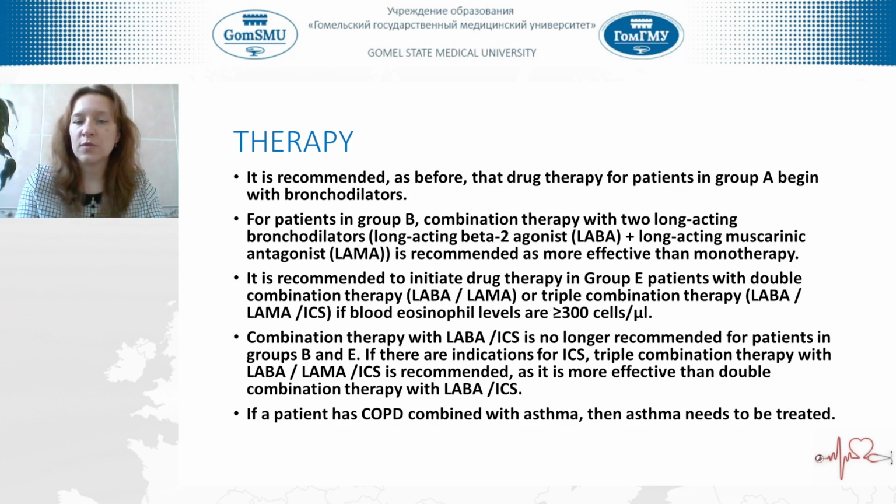If there are indications for inhaled glucocorticosteroids, triple combination therapy with LABA, LAMA, and ICS is recommended, as it is more effective than double combination therapy with simply LABA and inhaled glucocorticosteroids. If a patient has COPD combined with asthma, then asthma needs to be treated.